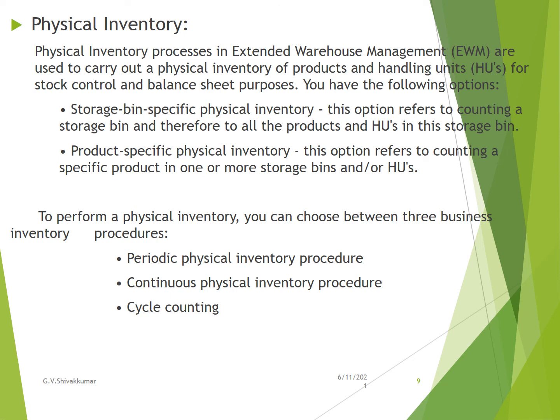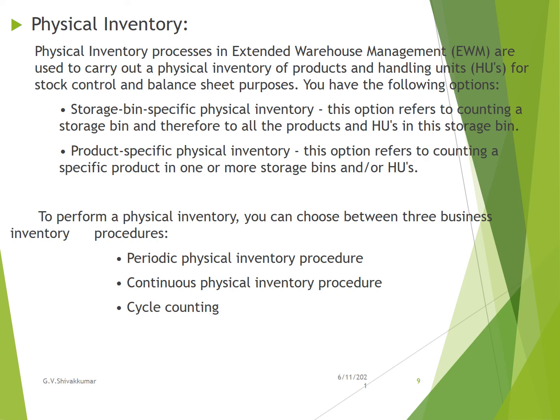First one is storage bin. Say you need to count which different materials are available in the storage bin and which different HUs are available in the storage bin related to a product. The entire storage bin is counted. Whereas product specific means material oriented: wherever the particular material is available across different bins or storage, that particular product and related HUs can be counted. That is the major difference.